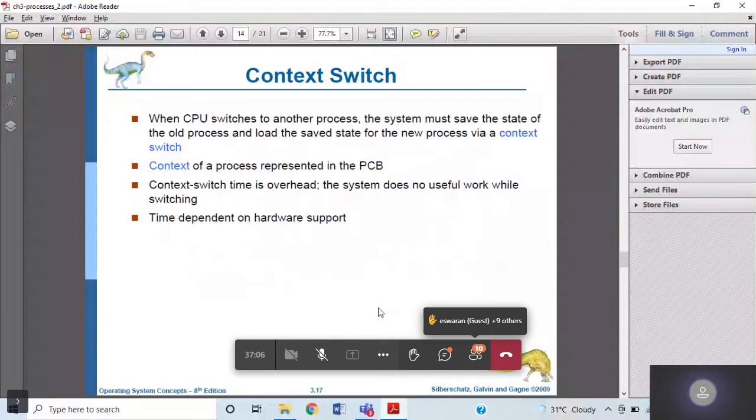So I am going to the next topic. Once again. Students, the screen is visible to you. CPU scheduling. Yes, ma'am. Yes, ma'am. Okay.